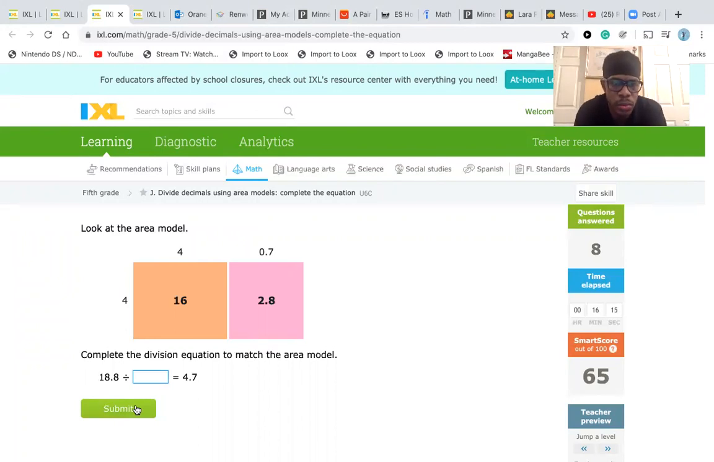and this one, I'm not going to say anything. Well, 18.8 divided by x or something is equal to 4.7. What do you believe the answer should be? If you need time, definitely pause it. But your answer should be 4, because we know that 4.7 times 4 is equal to 18.8. And we have the area model here. 4.7 times 4 is equal to these two products. When we add them together, we get 18.8.